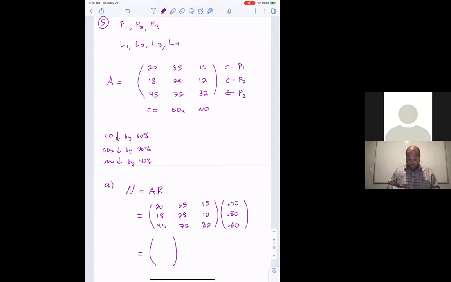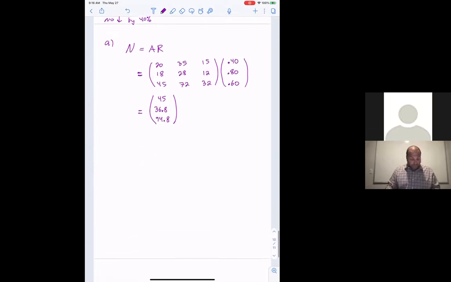Well, I'm too lazy to do it by hand, so let's go to my calculator. Too many decimals. Second matrix, edit, A, 3x3, 20, 35, 15, 18, 28, 12, 45, 72, 32. Done, quit out. Second matrix, edit, B, 3x1, 0.4, 0.8, 0.6. Quit out. Matrix, enter A. Matrix, go down, enter B. Bam. We get 45, 36.8, 94.8. Lovely.